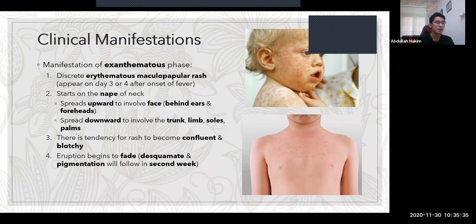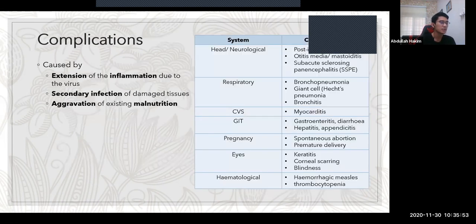The rash has a tendency to become confluent and blotchy, and the eruption will begin to fade in the second week, when the rash will become dyschromic and pigmented. So, the complications of this.